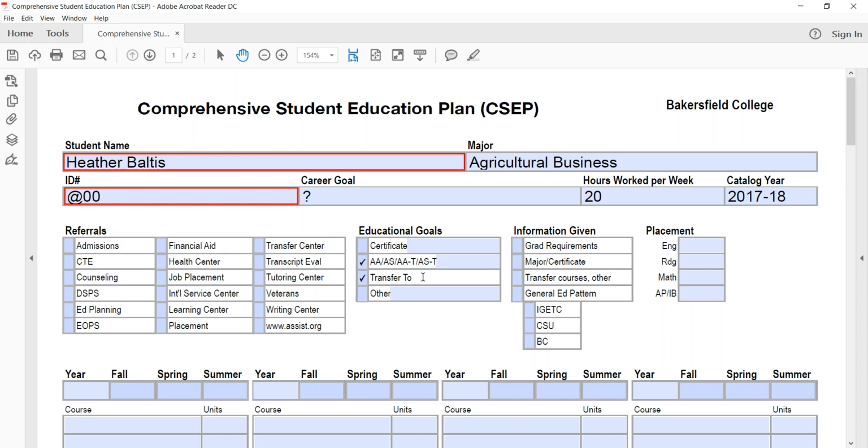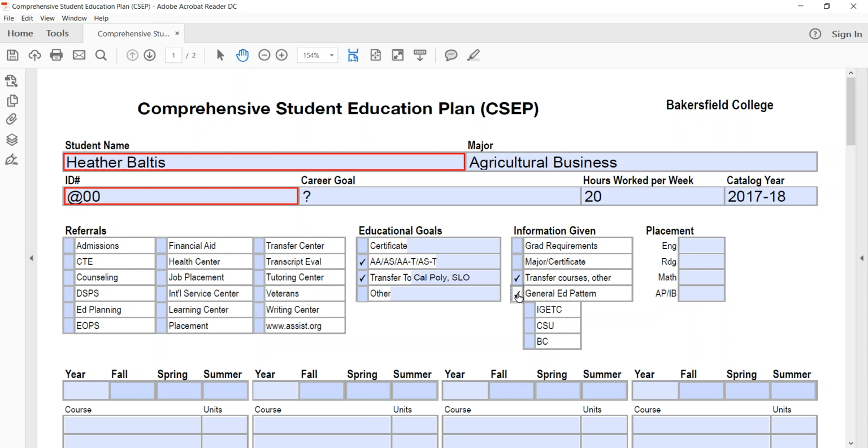Tell me where you want to transfer. I'm going to use my alma mater, Cal Poly. And I'd also like to know this information over here. Again, whether maybe you're going to get that certificate, and you might check into this. Sometimes certificates are worth getting if you only have to take one or two more classes. Transfer courses, we definitely want to do that if you're transferring to a four-year university.